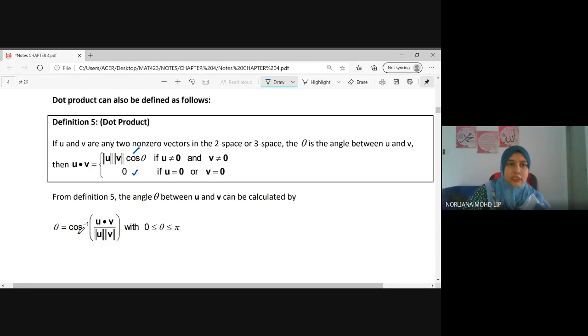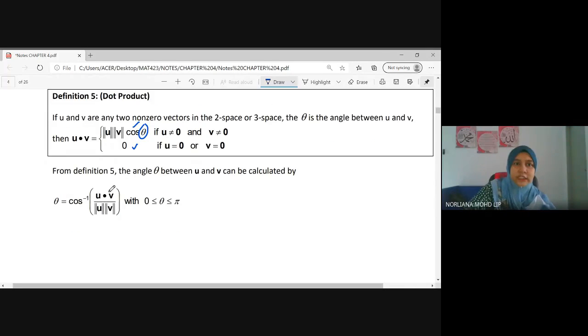Let us rearrange it. You want to find the theta here. So theta equal to cos inverse of U dot V over magnitude of U times magnitude of V. Okay, this U dot V equal to 0 is actually a right angle, 90 degree right angle.